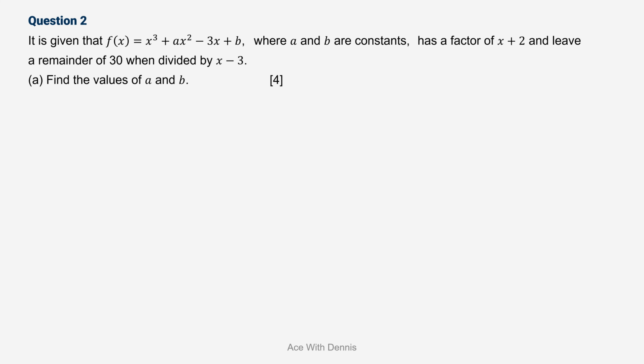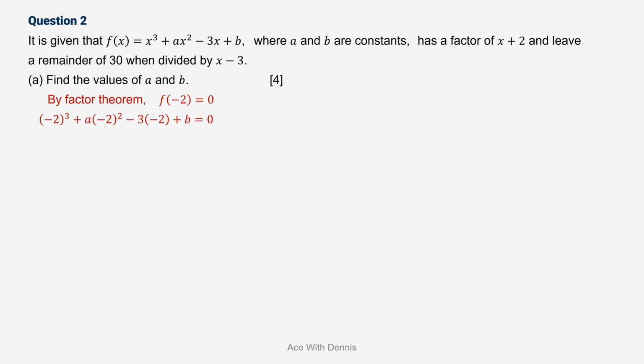So in order to find the values of a and b, we have to solve simultaneous equations, which means we need to form two equations. The first equation can be formed from the information given, where this expression has a factor of x plus 2. So by factor theorem, f(-2) equals 0 because x plus 2 is a factor. Then we substitute x equals negative 2 into f(x).